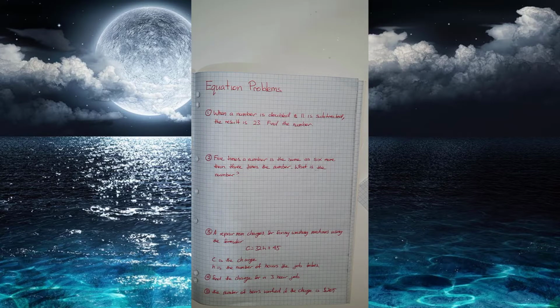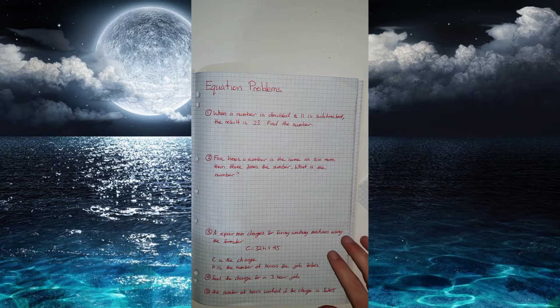Now, some of these can be quite simple, others can be quite difficult. So we're going to have a look at a range of different problems, and then you're going to try and apply them to the textbook exercises. So let's have a look at the first one. When a number is doubled and 11 is subtracted, the result is 23.